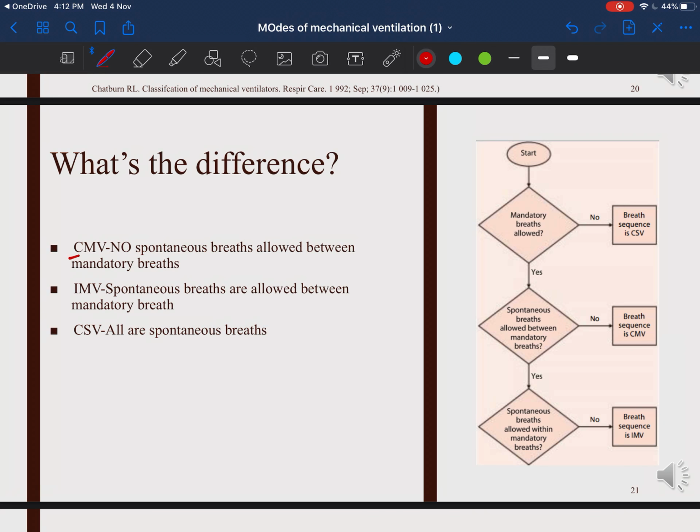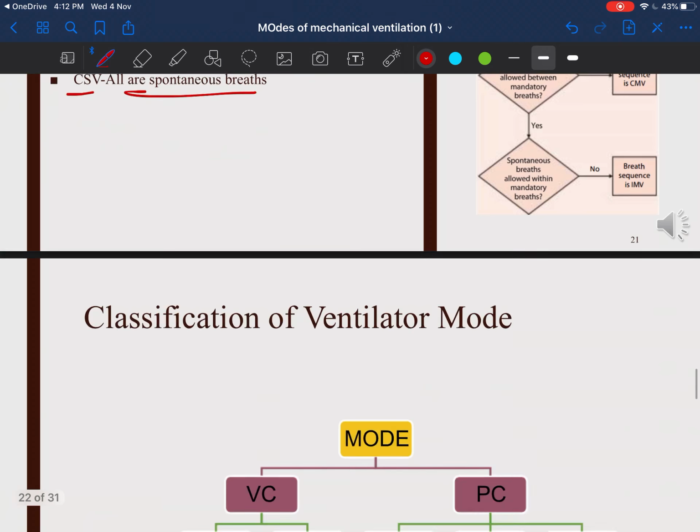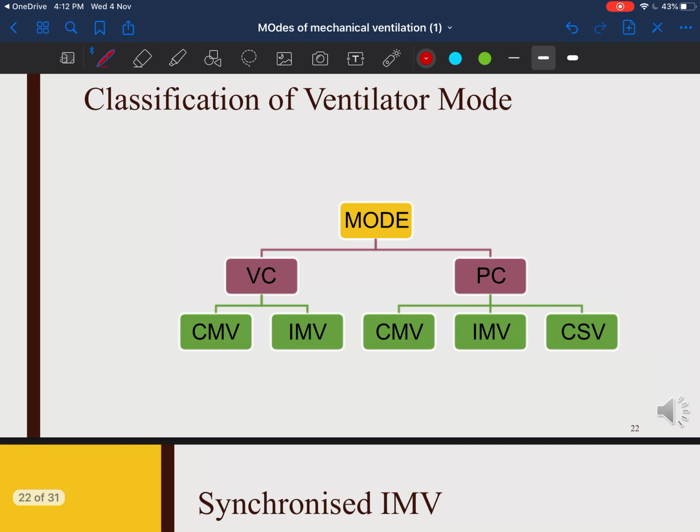Then what is this continuous and intermittent? Continuous is where no spontaneous breaths are allowed between mandatory breaths, whereas in intermittent mandatory ventilation, spontaneous breaths are allowed. Continuous spontaneous ventilation is where there are no mandatory breaths and all are spontaneous. So, if you put this control mode and breath sequences together, this is your classification of ventilator mode. Continuous mandatory ventilation or intermittent mandatory ventilation can be volume control or pressure controlled mode, whereas continuous spontaneous ventilation is only pressure control. This is otherwise called pressure support ventilation.